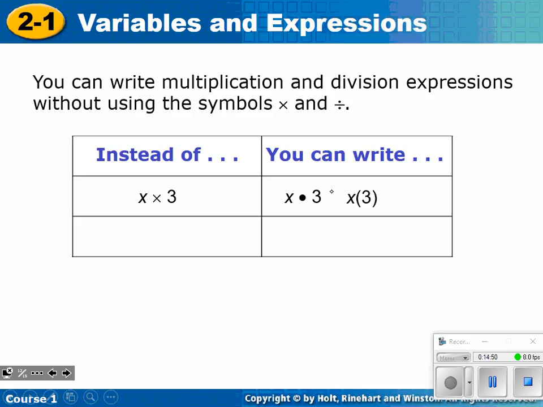You can also write it x in parentheses 3. You know what? I'm usually not going to see this. I don't want to see this. Okay? You can do it, but it's not good. This is the way I prefer. This is the neatest way to write it: 3x. That is not 3 times. That is 3 times x. Okay? And notice, the number comes first.